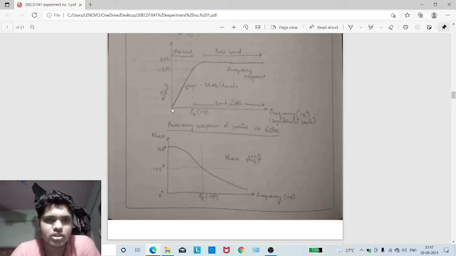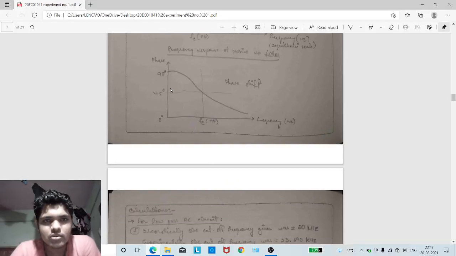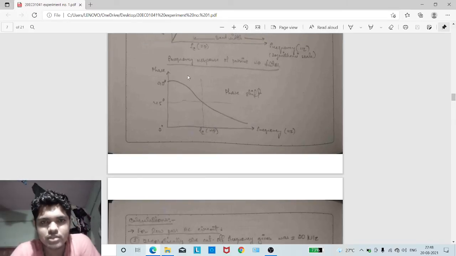Here it is 0 frequency. As we increase the frequency it will increase linearly, and at this value we have the cutoff frequency, which is nearly minus 3 dB, and after that when it reaches 0 dB we get a constant frequency response. So from this value to this value it will be the bandwidth, and this is also a semi-log graph. And here it is the phase versus frequency graph for the high pass filter.